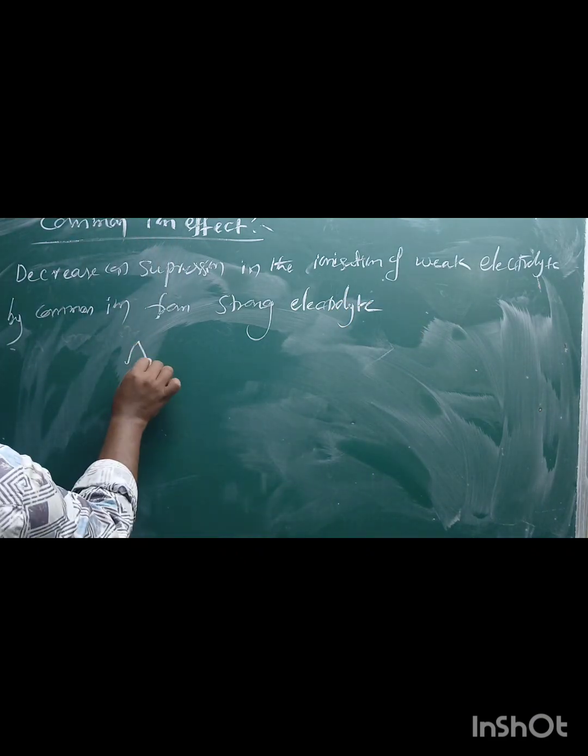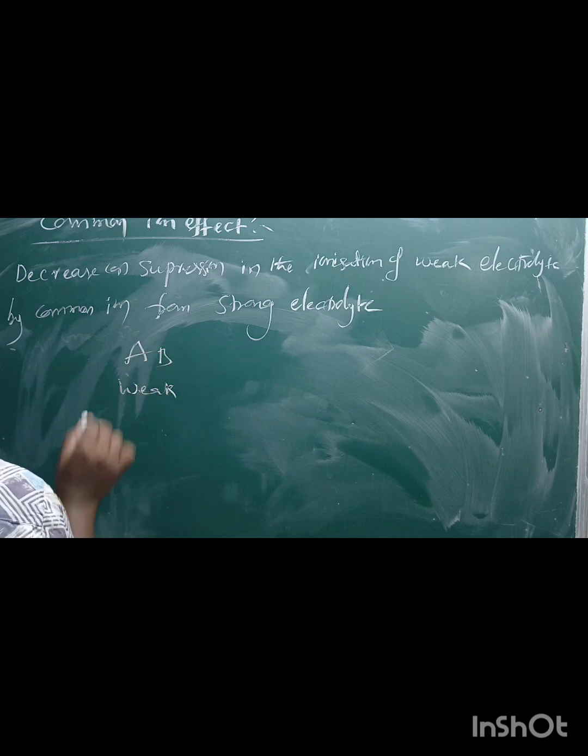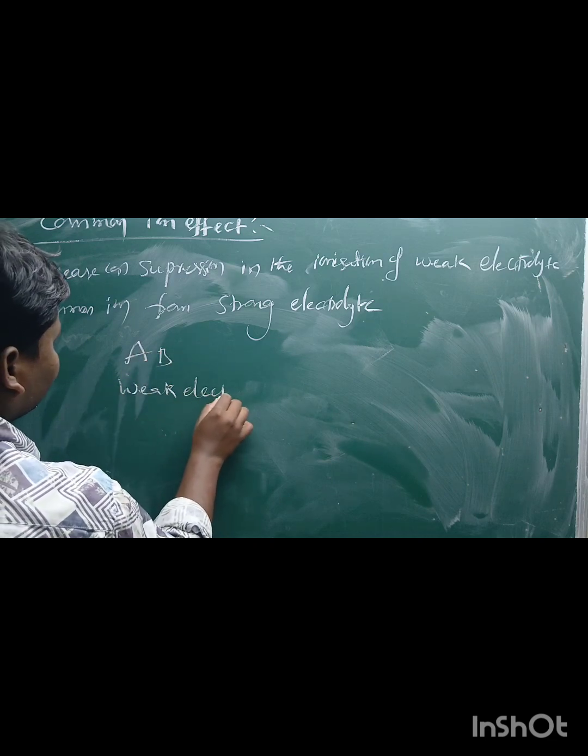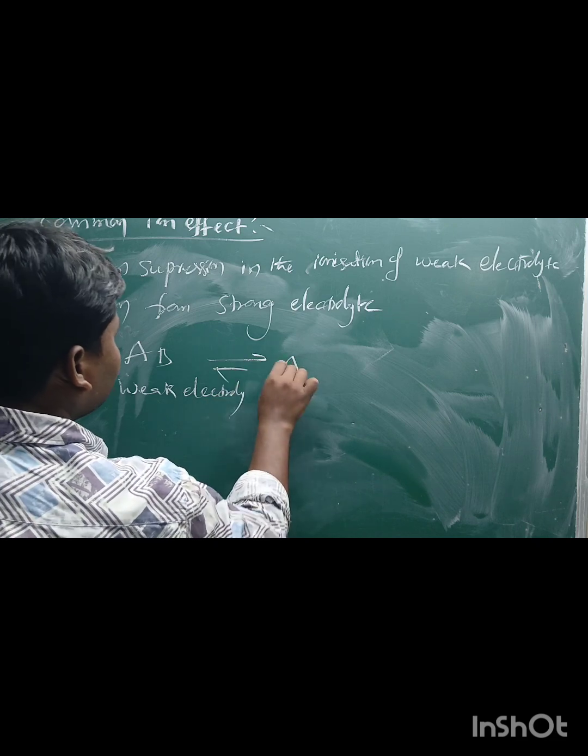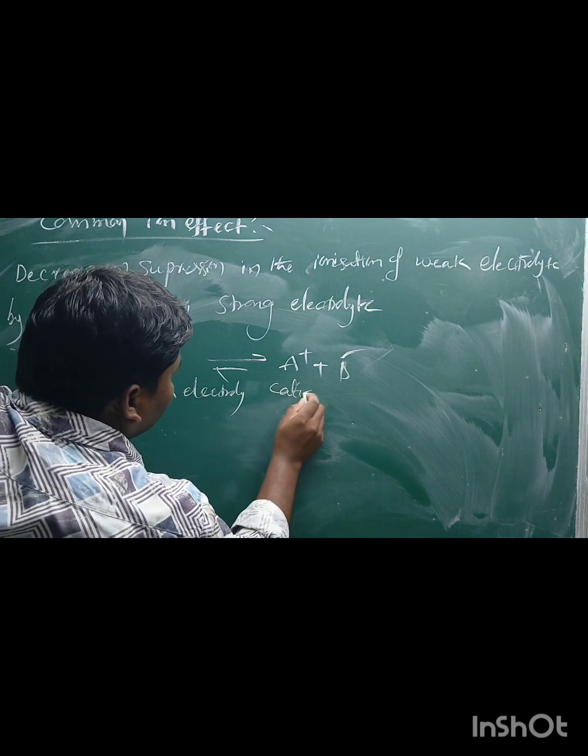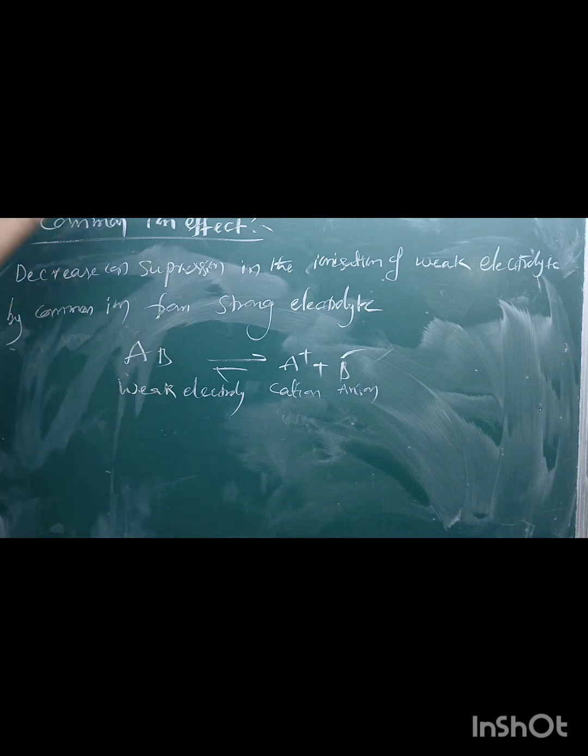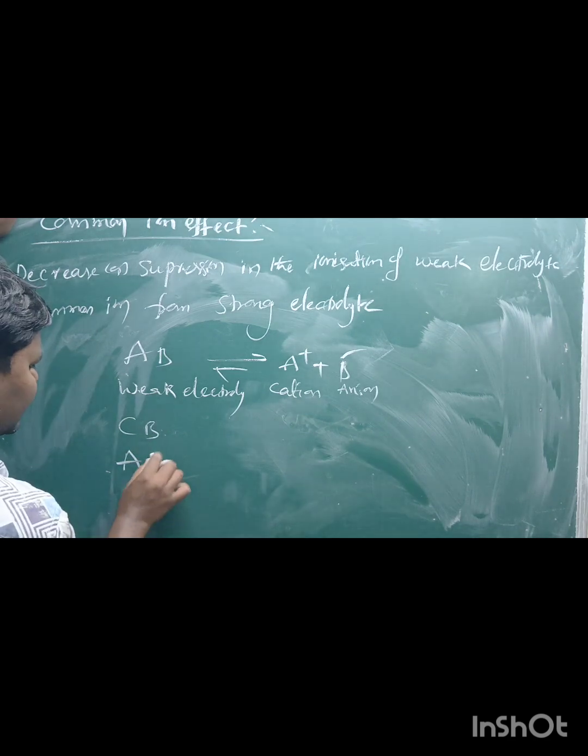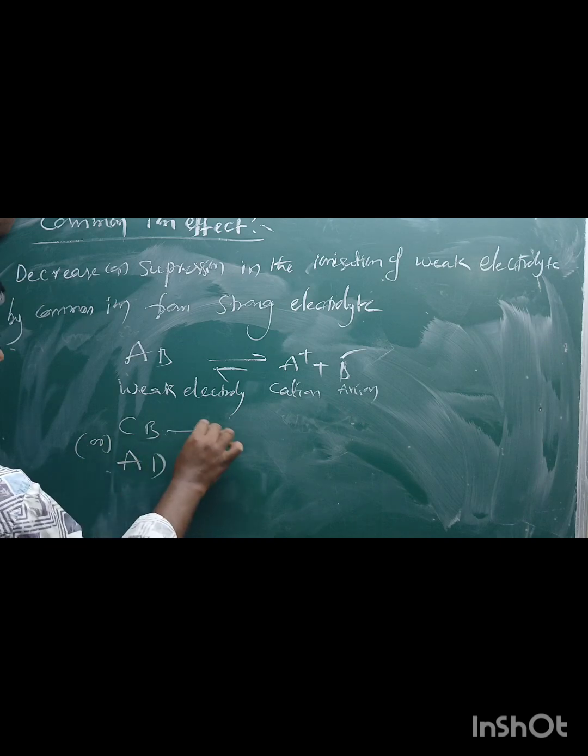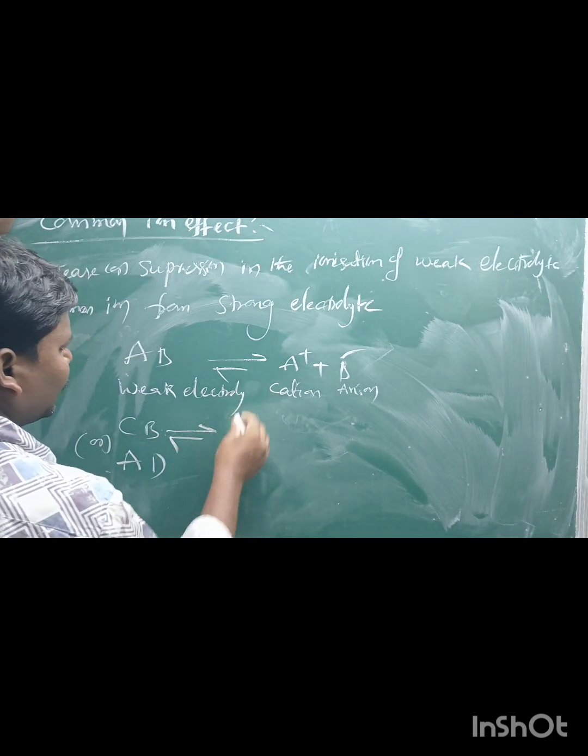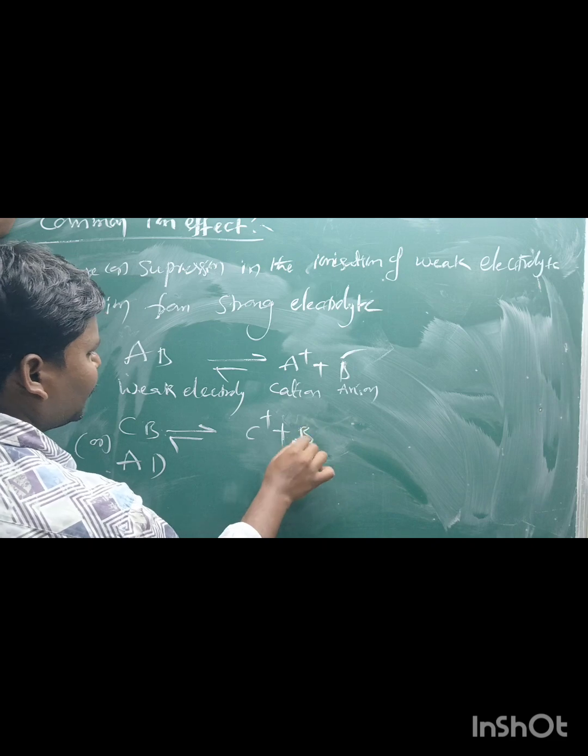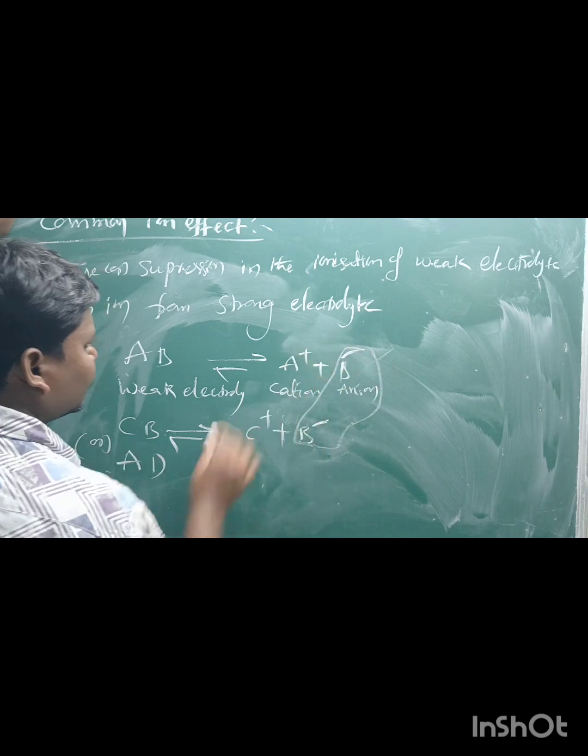For example, AB is a weak electrolyte, which can dissociate into its ions A plus and B minus. Positively charged ions are called cations, negatively charged ions are called anions. Now I am adding a strong electrolyte. Suppose CB or AD is a strong electrolyte. Okay, CB is added to the equilibrium mixture of A plus and B minus. These two are common.